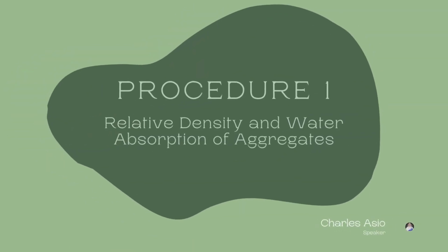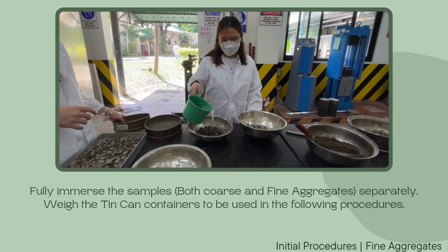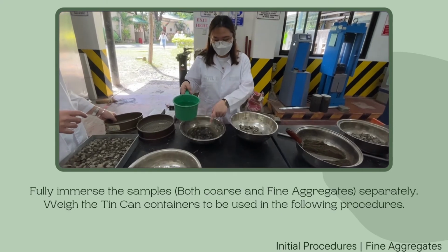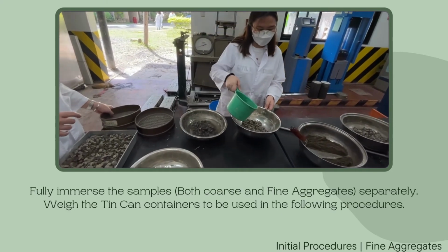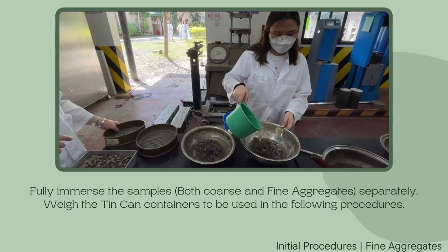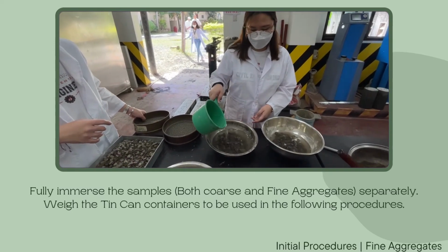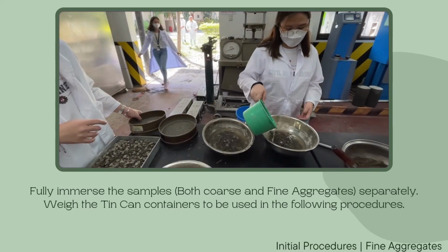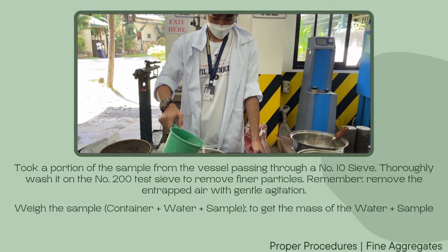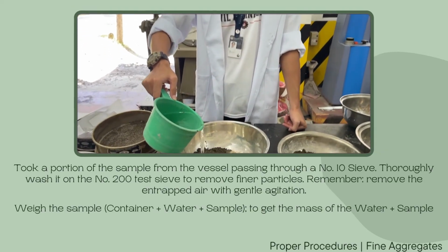In test number 1, relative density and water absorption of aggregates, its initial procedures are: first, fully immerse the samples, both coarse and fine aggregates, separately. Second, weigh the tin can containers to be used in the following procedures. Next is test proper fine aggregates.